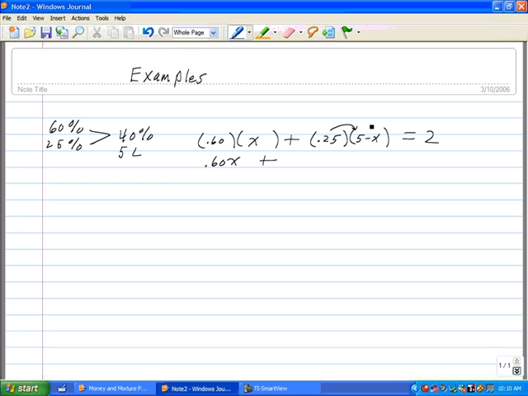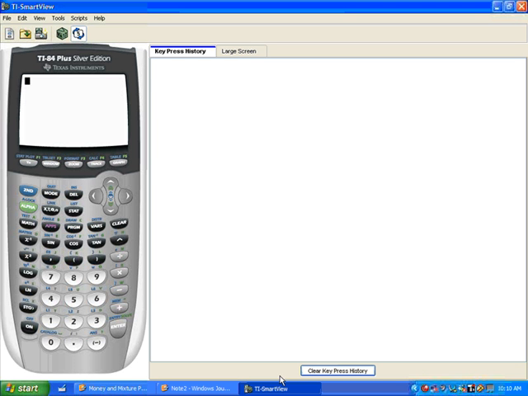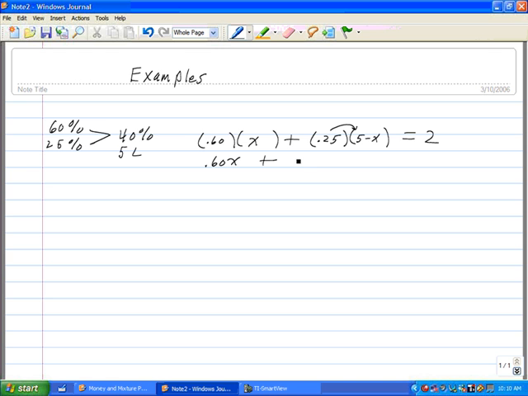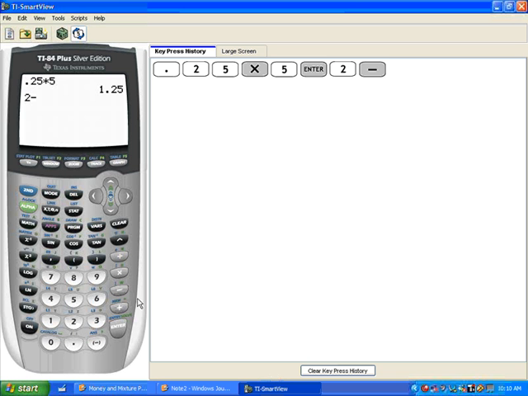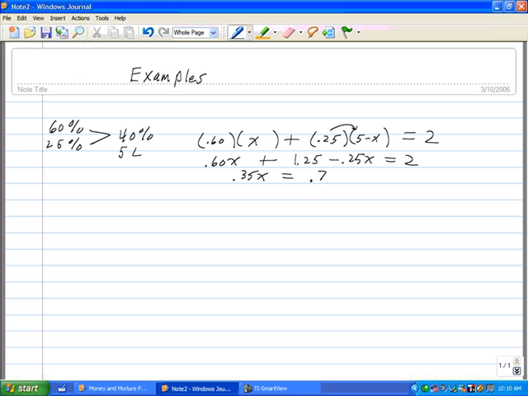And distributing in this case is going to require some more multiplication, so back to the calculator. 0.25 times 5 is 1.25 minus the 0.25x equaling the 2. Now to combine like terms, 0.60 minus 0.25 is 0.35x equaling the 2 minus that 1.25, which was our last answer, is going to give us 0.75.